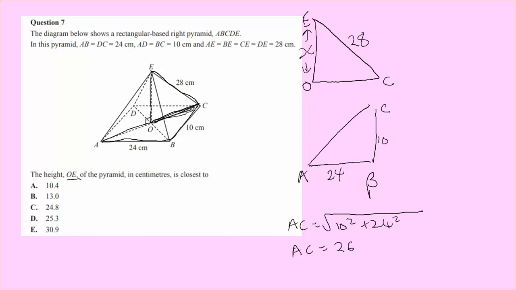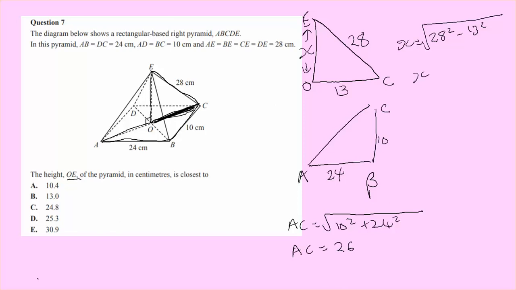I only want OC. That's half the distance, so I just divide that by 2, which is 13, and I get 13 here. So to find out my X, this time I'm taking away because I'm finding a shorter side. 28 squared minus 13 squared, X equals 28 squared minus 13 squared, 24.8.